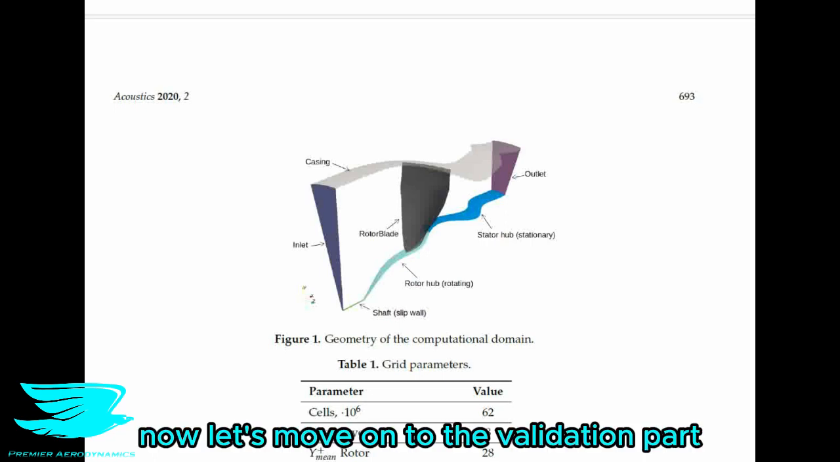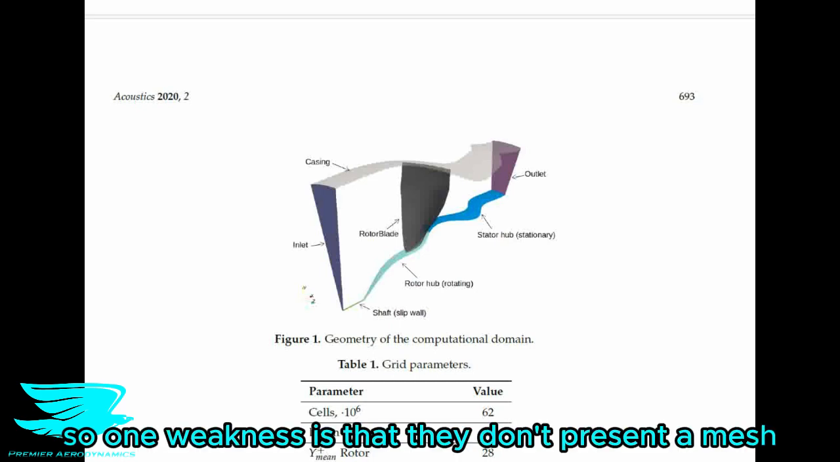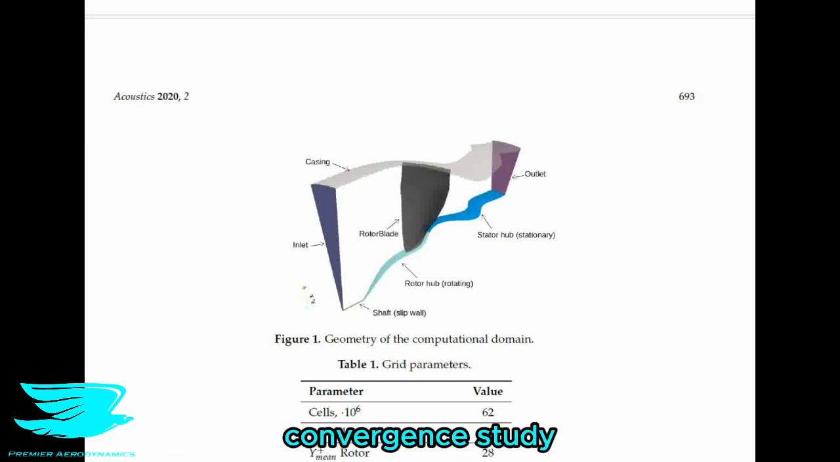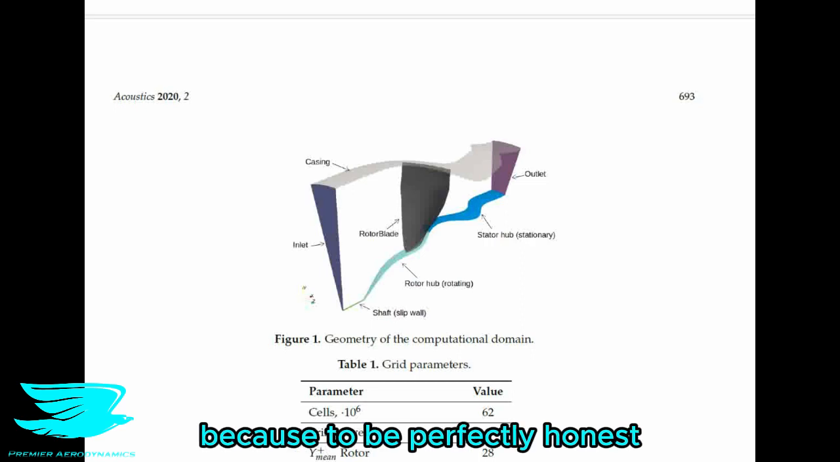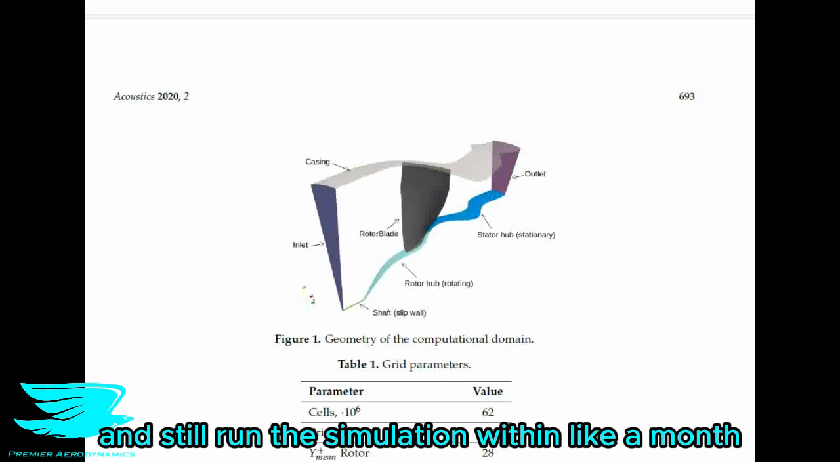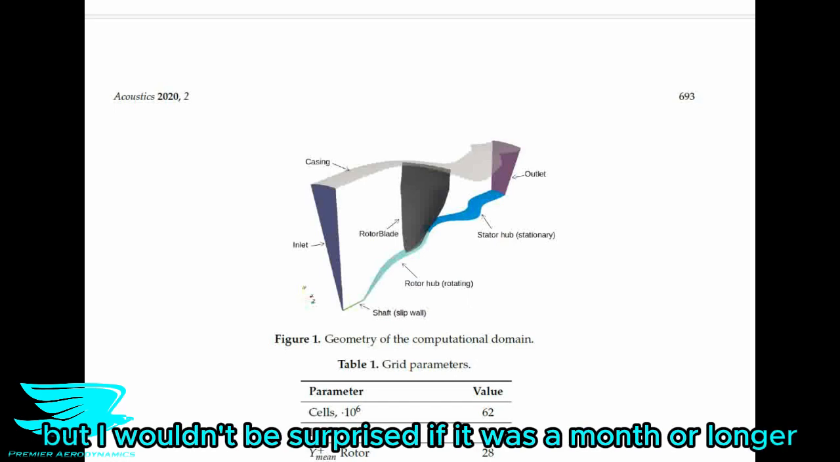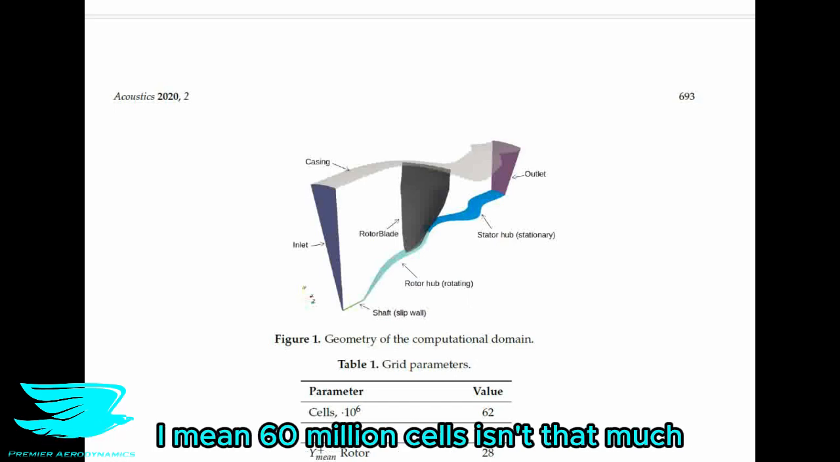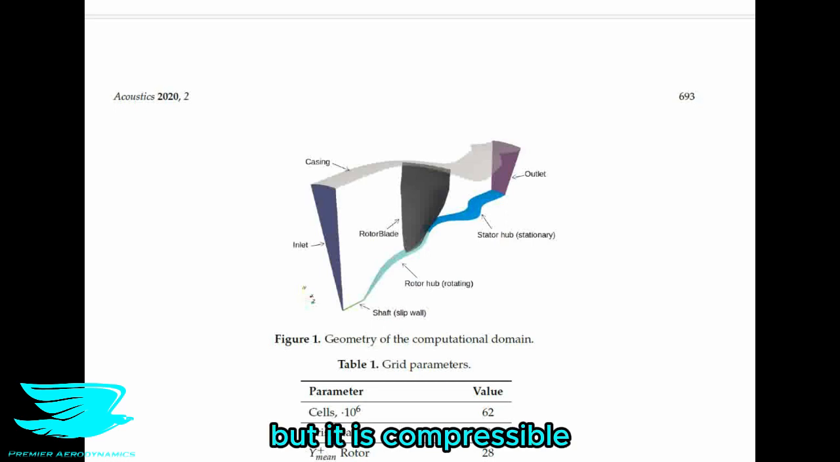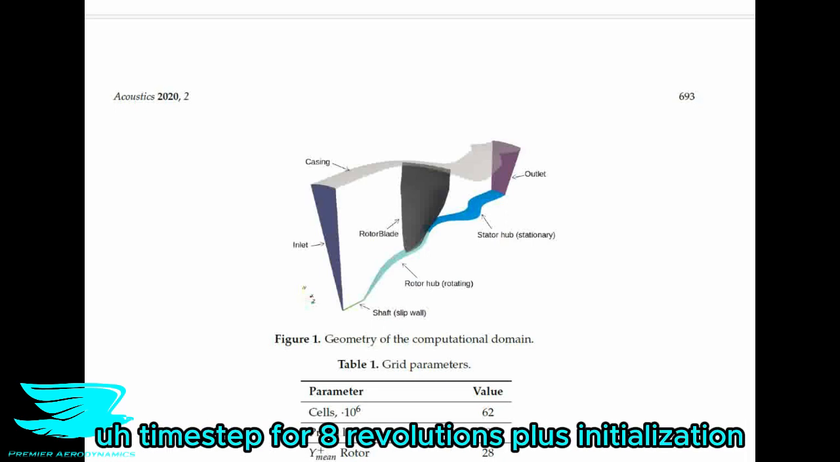Now, let's move on to the validation part. So one weakness is that they don't present a mesh convergence study, and I'm actually not surprised because, to be perfectly honest, I don't think you could go much finer than what they had and still run the simulation within like a month. And they don't give the amount of time it took to solve this, but I wouldn't be surprised if it was a month or longer. I mean, 62 million cells isn't that much, but it is compressible, third order, fourth order with a 12 nanosecond time step for 8 revolutions plus initialization.